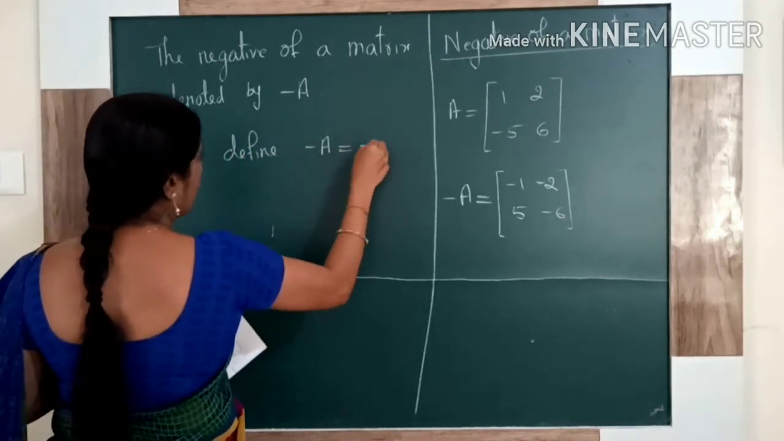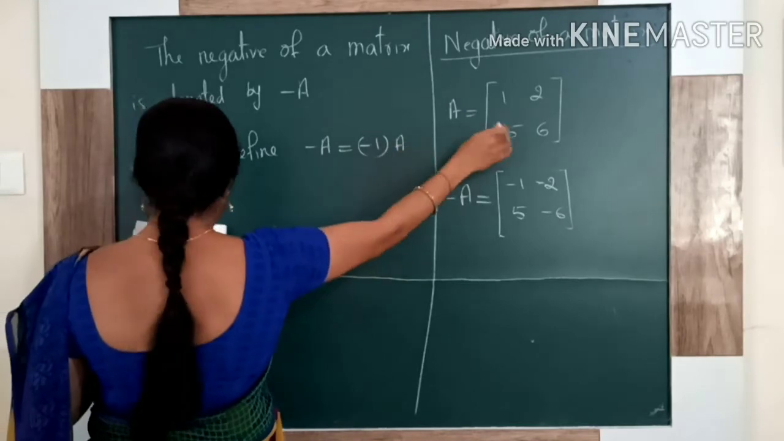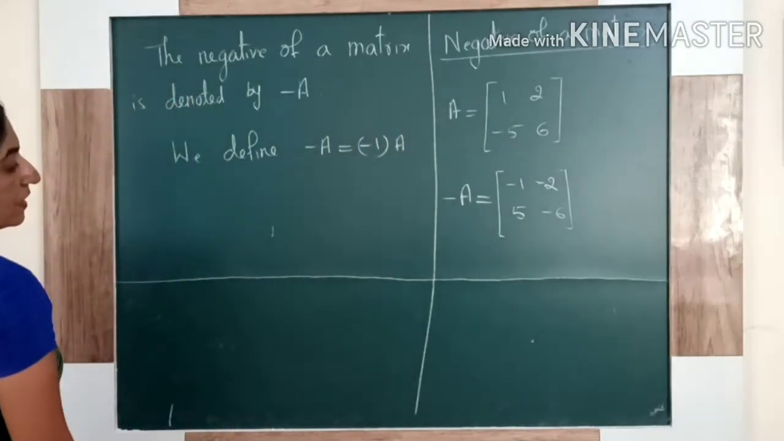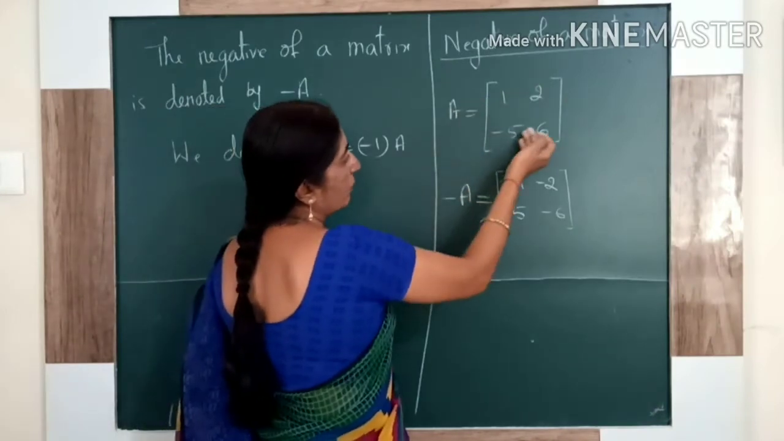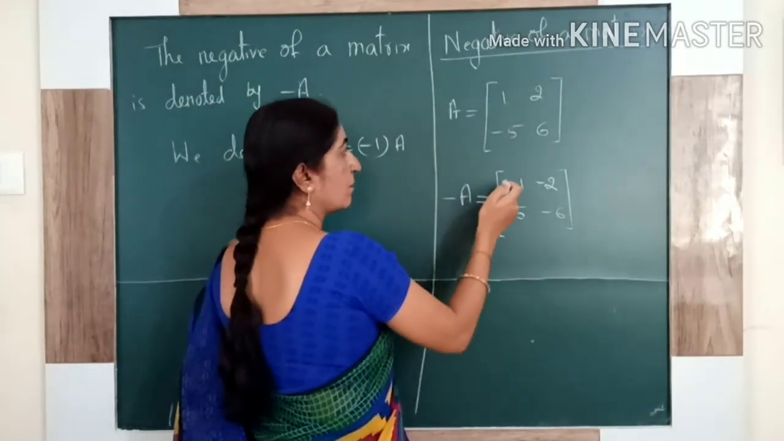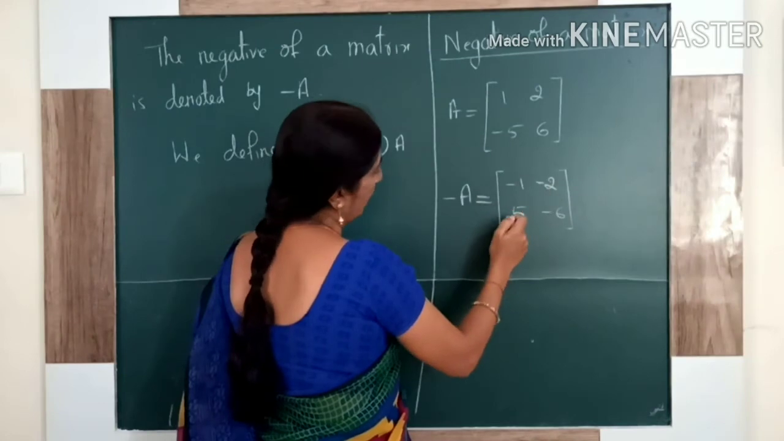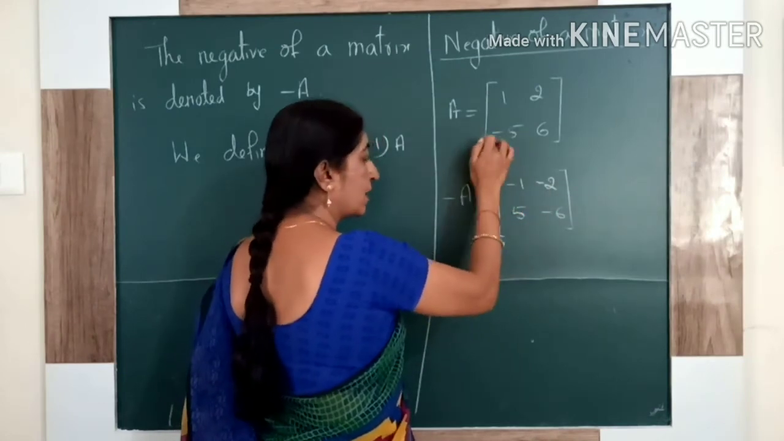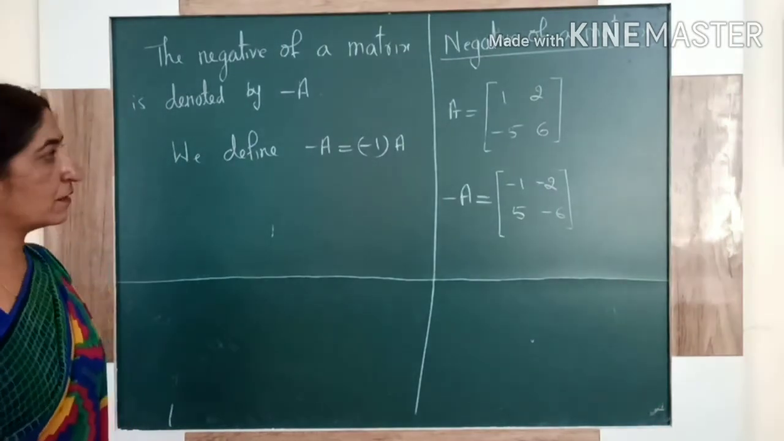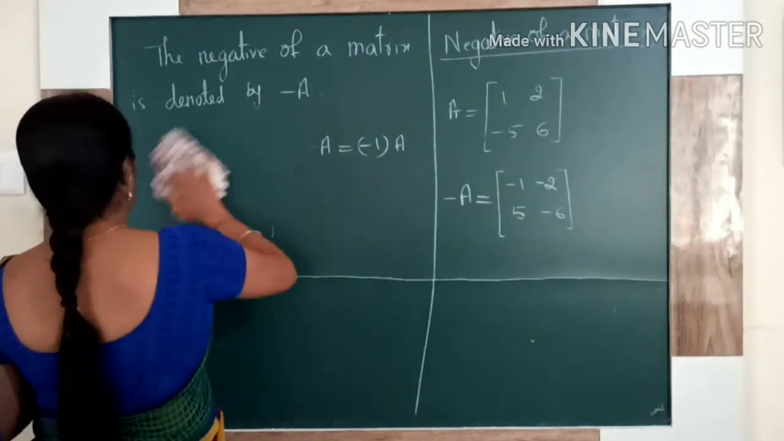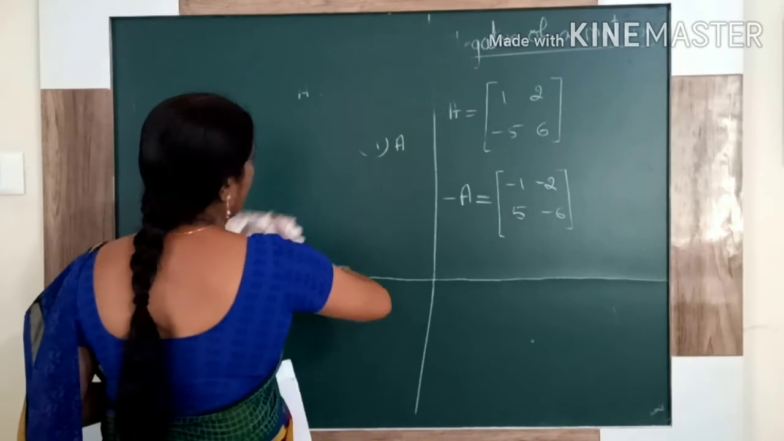We define minus A as minus 1 into A. That is nothing but each element is multiplied with minus 1. See, A is 1 2 minus 5 6, minus A is minus 1 minus 2 5 minus 6. Because it is already minus, it changes to plus. Is it clear, student?